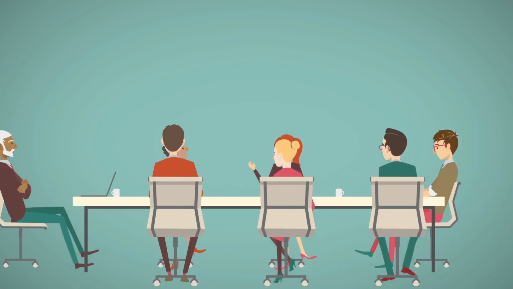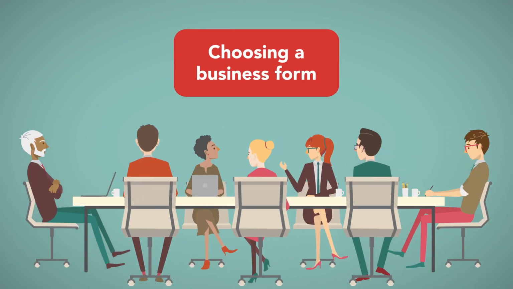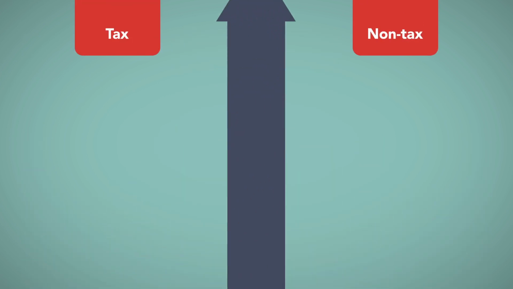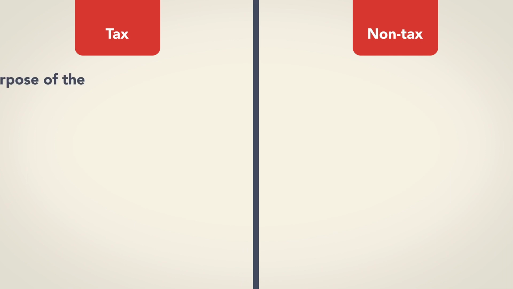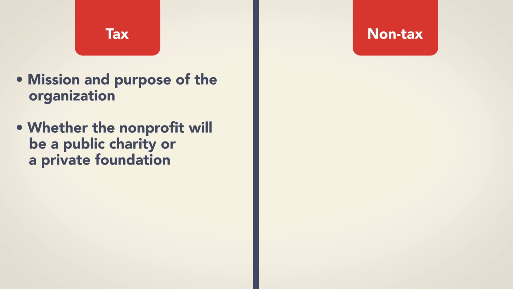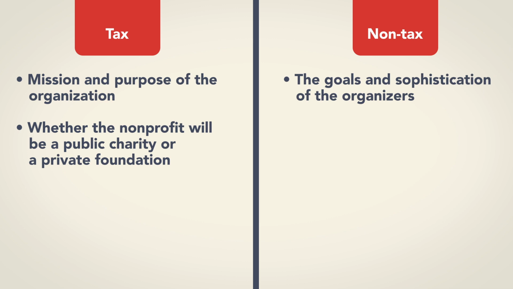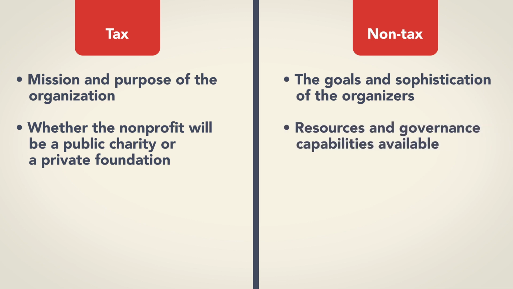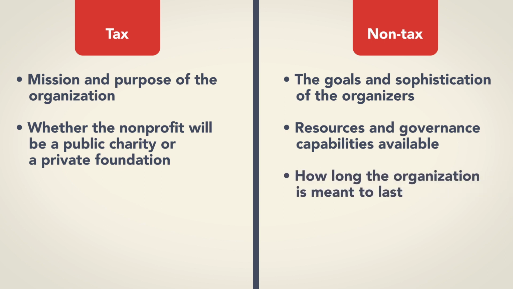Factors that the organizers of a nonprofit may consider in choosing a business form relate to both tax and non-tax considerations. Tax considerations may include the mission and purpose of the organization, whether the nonprofit will be a public charity or a private foundation, and similar considerations. Other practical considerations include the goals and sophistication of the organizers, the resources and governance capabilities available, how long the organization is meant to last, and concerns about limiting liability to third parties.